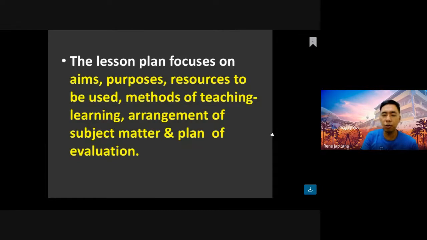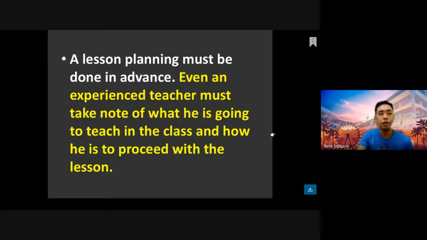Most of the student teachers or the education students may have some confusion about the three important terms when it comes to the learning of the students: the measurement of learning, the evaluation of learning, and the assessment of learning. So lesson planning must be done in advance, of course, because it's a plan. It's never a plan when you create it on the day of the teaching and learning process.